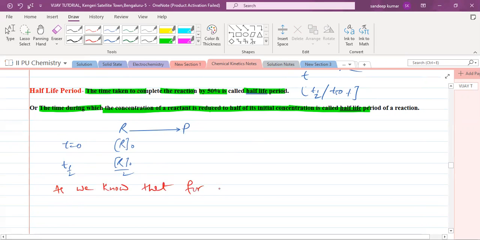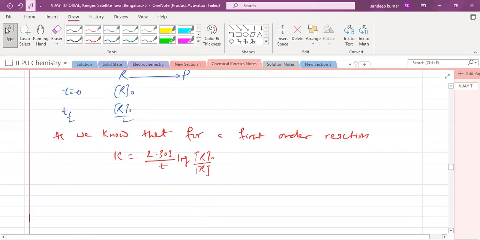As we know, for a first order reaction, what is the expression of K? K is equal to 2.303 upon T log of initial concentration R naught upon final concentration R. Now move this T to the left hand side and K to the right hand side. So we can write T is equal to 2.303 upon K log of initial concentration R naught upon final concentration R.